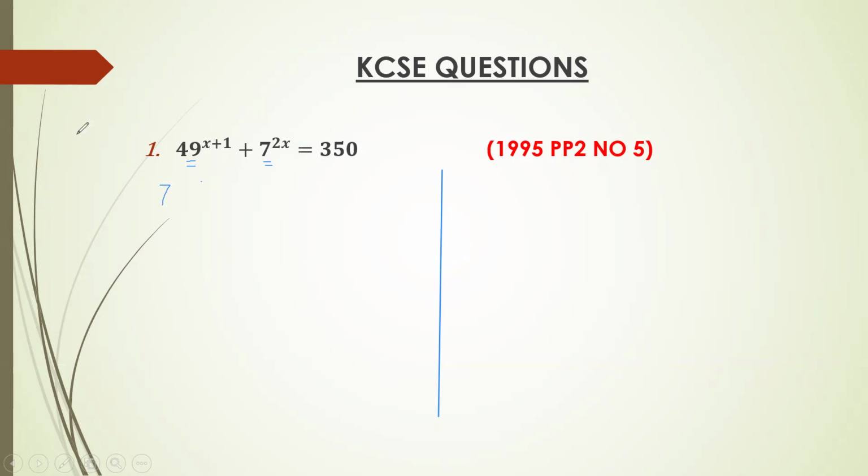So ukifanya base 7, tutakuwa ni 7 power 2, kwa sababu 7 power 2 ndio itakupa 49. Alafu x plus 1. So, and then plus 7 power 2x equal to 350.